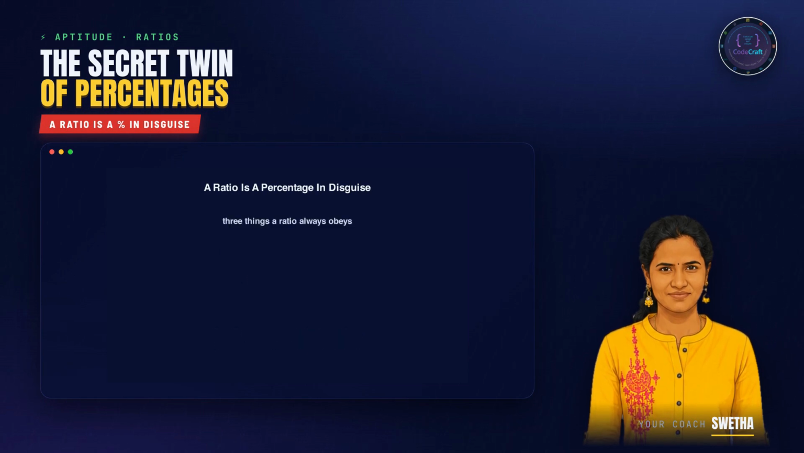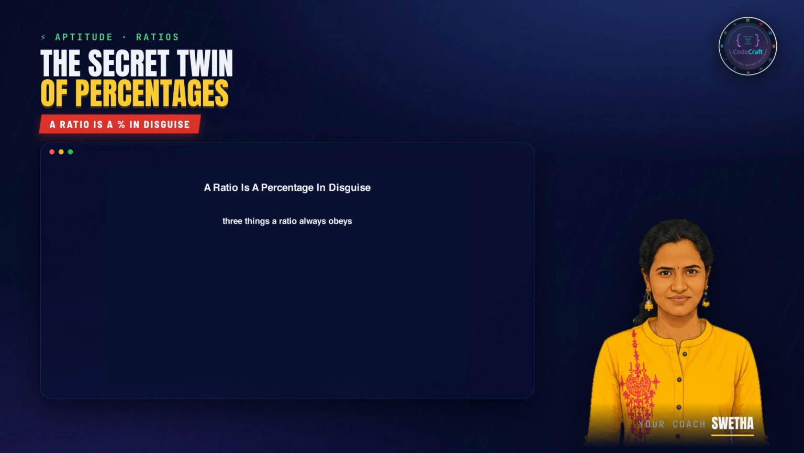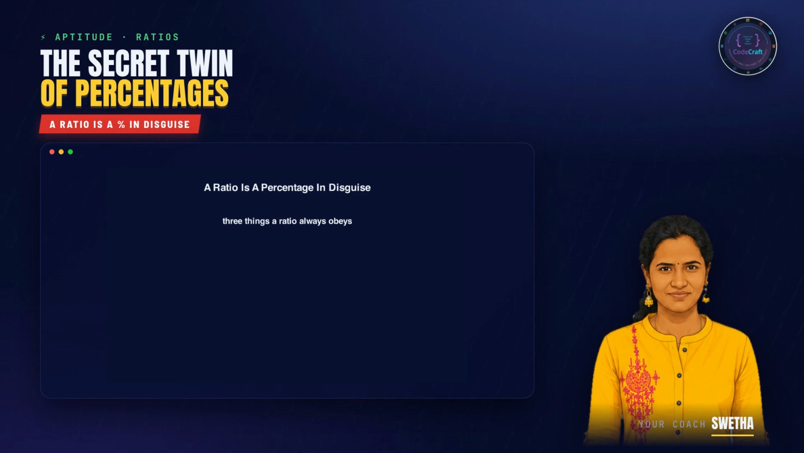Next, a ratio has no units. 3 to 2 is not 3 rupees or 3 liters. It is pure comparison, and that means you can scale it freely. 3 to 2 is the same as 30 to 20 or 300 to 200. Multiply or divide both sides by the same number, and the ratio does not change.